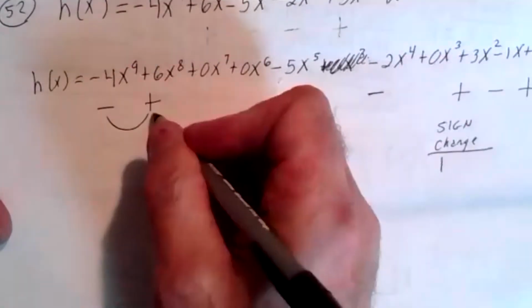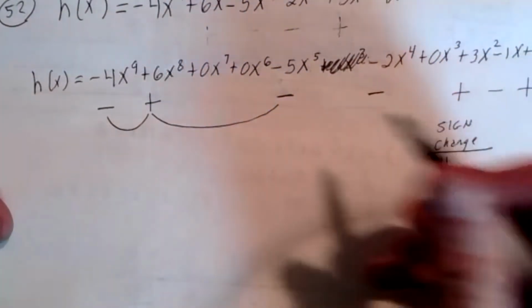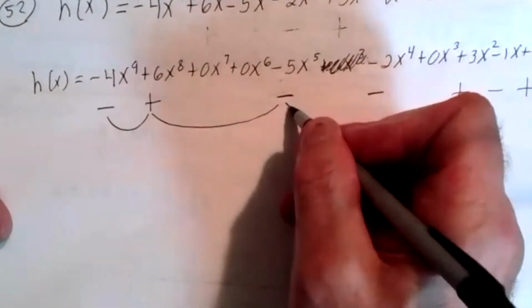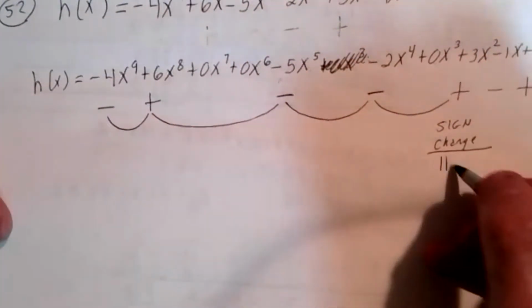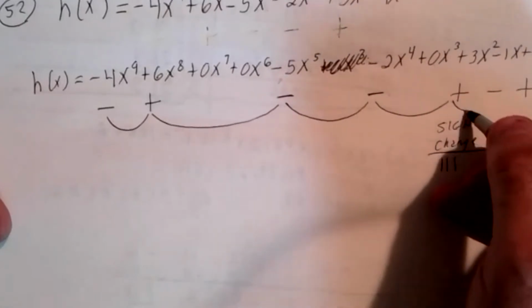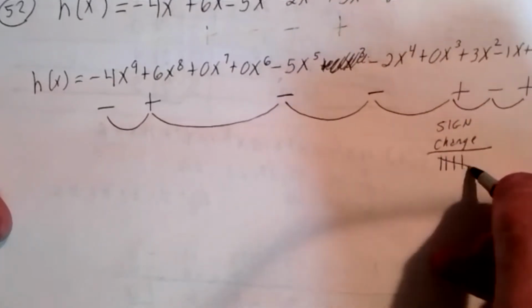That's 1. We go from a positive to a negative. That's another sign change. That's 2. We go from a negative to a negative. That's not a sign change. We go from a negative to a positive. That's a sign change. We go from a positive to a negative. That's a sign change. And a negative to a positive. That's the 5th sign change.